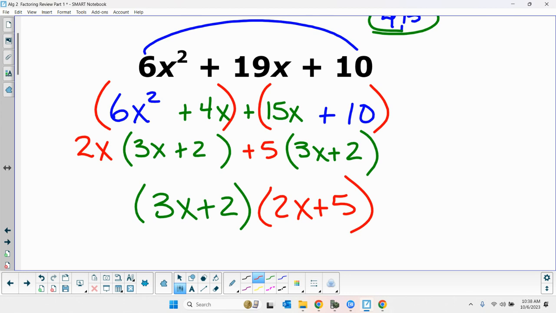But, like I said, if you're good at guessing and checking, and getting the right stuff in your head, that's fine. You can do it the other way, if that's what you learned in the past. I like this way because it eliminates the guessing. Questions?